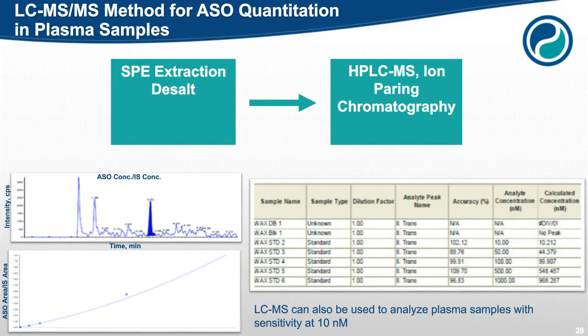Plasma samples can be analyzed for oligonucleotides as well by SPE extraction followed by injection into LC-mass. The sensitivity is around 10 nanomolar, which may be an issue for oligonucleotide assay in plasma samples.